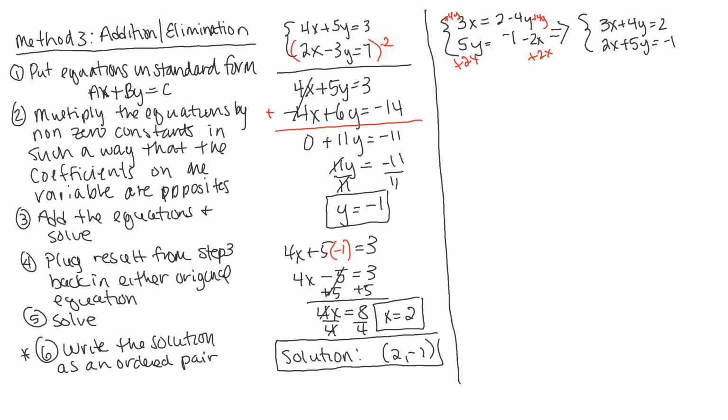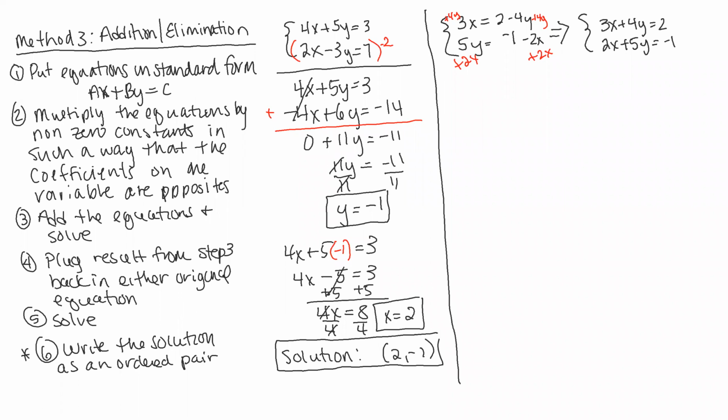So remember, the goal here is to add the two equations and have one variable completely eliminate. If I were to add the two equations, I would get 3x plus 2x is 5x, 4y plus 5y is 9y, 2 plus -1 is 1. Nothing eliminates there. So we need to manipulate one or both equations so that the coefficients on one of the two variables become opposites.